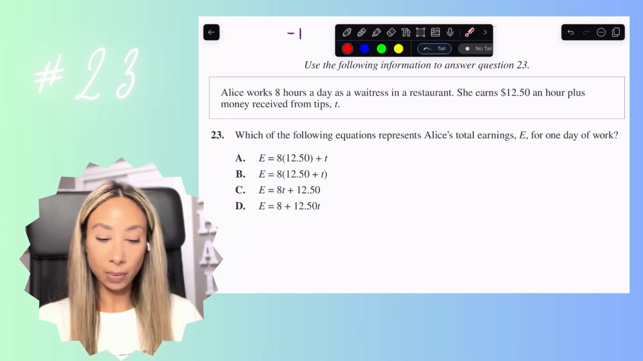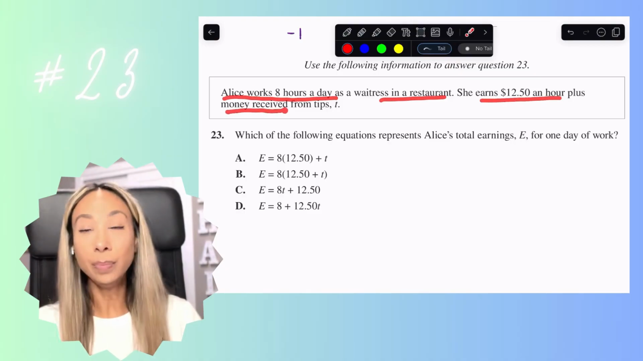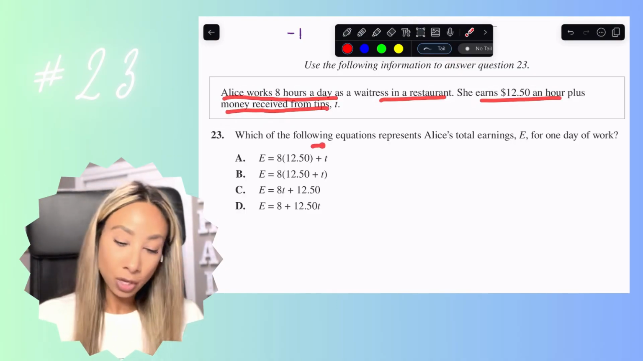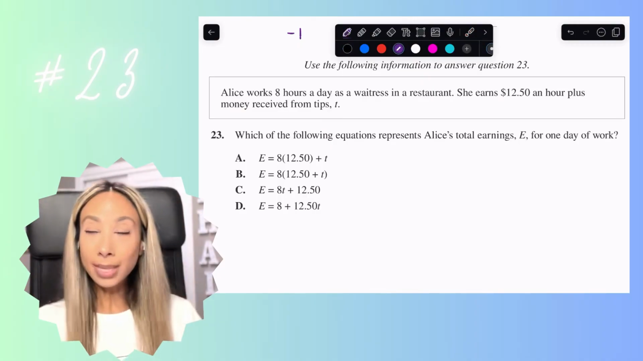Number 23 here. So with this, what we have is we've got Alice works 8 hours a day as a waitress in a restaurant. She earns $12 an hour plus money received from tips. We want to know which equation would best represent her earnings. So her earnings are represented as E, which is our total. So let's think about what's happening here.